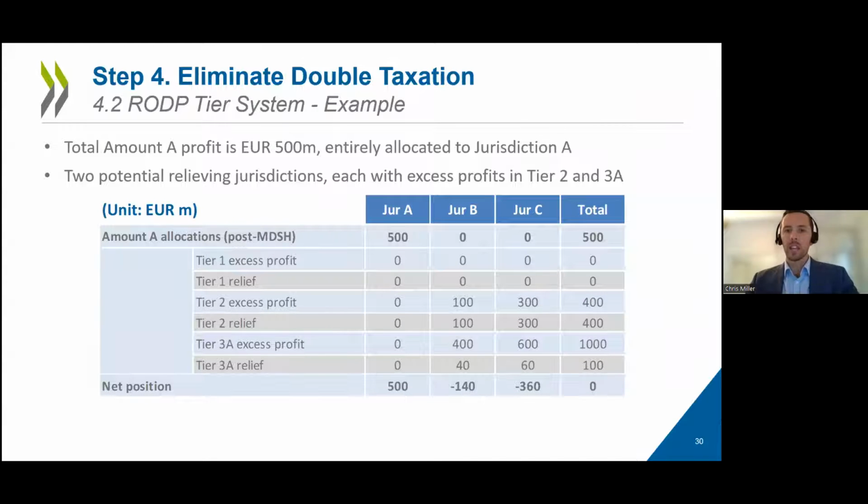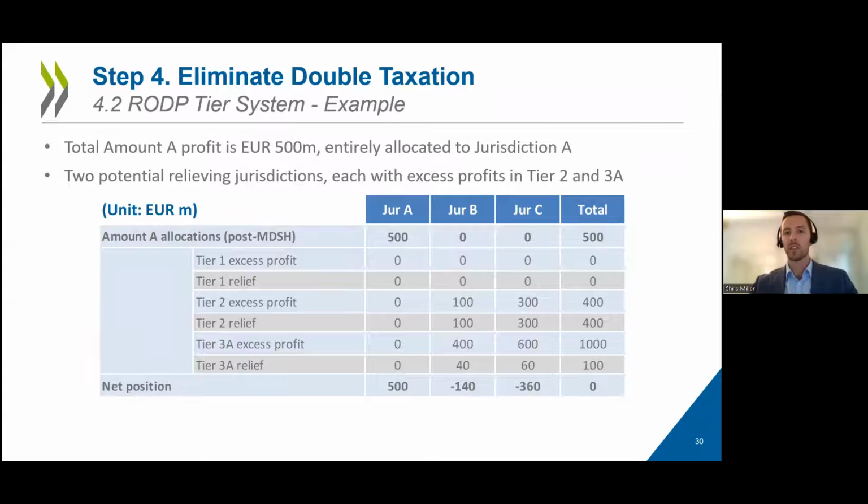Working our way down the schedule, the Amount A allocation of the group is 500, so we seek to allocate relief amounts of 500. In tier 1 we have no excess profit, so we cannot allocate any relief amounts in tier 1. We come to tier 2 and the excess profit is actually less than the Amount A relief amount that we're seeking to allocate. So tier 2 profits are going to be fully consumed, and you can see that there, that the excess profit and the relief at tier 2 is equivalent.